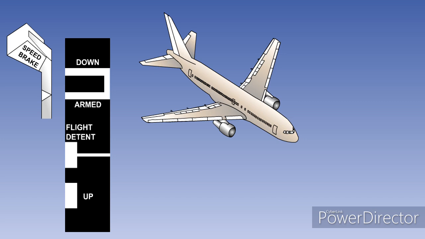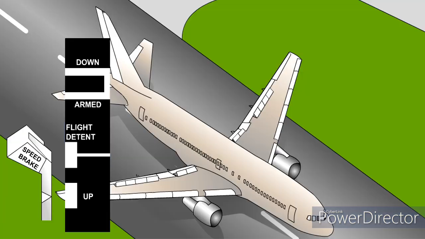The arm position is selected on approach. With the lever in this position, the automatic speed brake system is armed. When the aircraft touches down and certain parameters are met, the lever will move automatically to the up position, and all panels, both flight and ground spoilers, will fully extend. We will discuss this system fully later in the lesson.